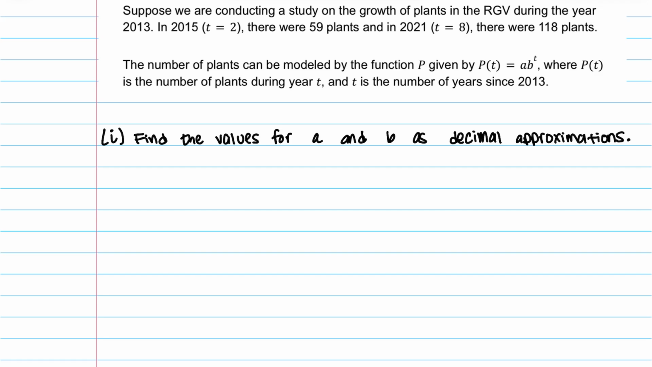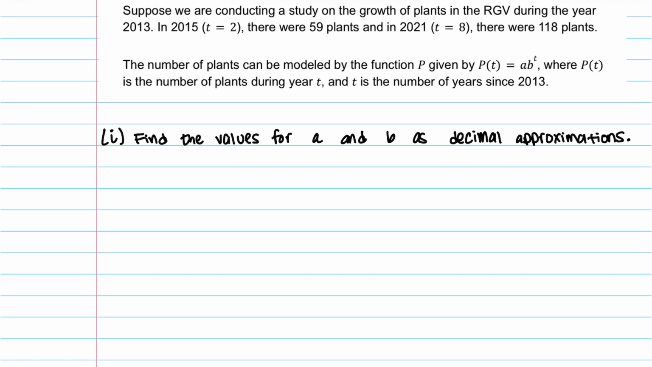Now for this tutorial, let's jump right in and look at the problem that we're going to be dealing with. Suppose we are conducting a study on the growth of plants in the RGB area during the year 2013. In 2015, there were 59 plants, and in 2021, there were 118 plants. Now, the number of plants can be modeled by the function p given by p of t is equal to a times b to the t power, where p of t is the number of plants during year t, and t is the number of years since 2013.